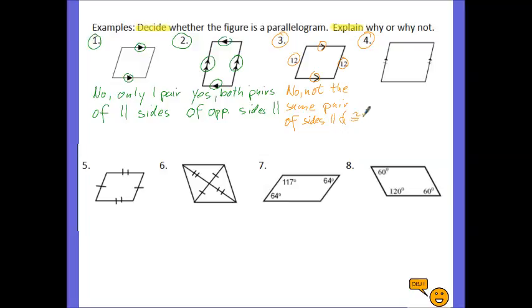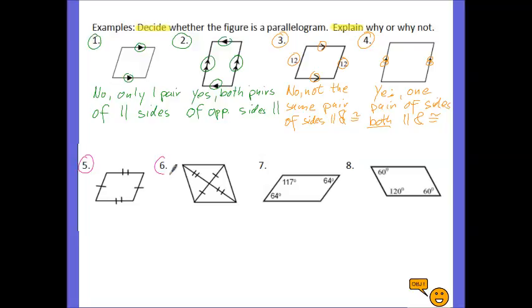and congruent. In example 4, however, you see the parallel marks and right underneath the congruent marks. So yes, this is a parallelogram because one pair of sides is both congruent and parallel. Parallel and congruent. It's one pair of sides that fulfills both criteria.